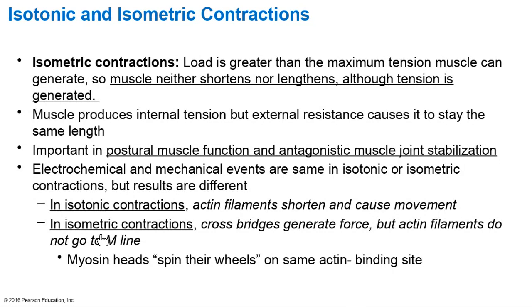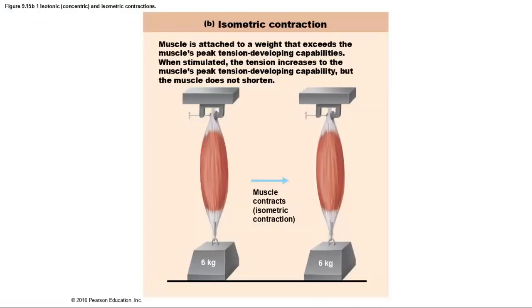Now, with isometric, we're not having a change in the length, right? So what's happening is cross bridges are generating force, but the actin filaments are not being moved. So we still have tension, but no change in the length of the sarcomere. Basically, in isometric contractions, myosin heads are sort of spinning their wheels, spinning around in that same actin binding site, and this develops the tension. But again, no movement. Not enough tension will be generated to move the load.